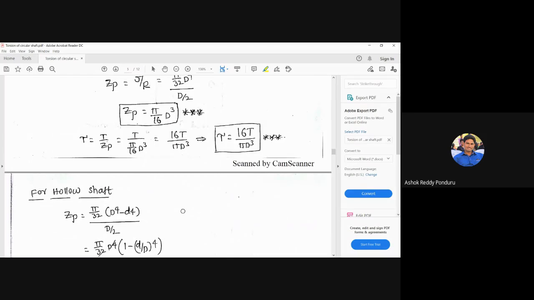Next one, tau is equal to T divided by ZP. With ZP equal to pi by 16 d cube, that is equal to 16 T divided by pi d cube. This is also a very useful formula to calculate the shear stress in a solid shaft. After calculating this, we can compare it with the strength of the material. If the strength of the material is more than the stress, then the shaft is safe; otherwise it is a failure.